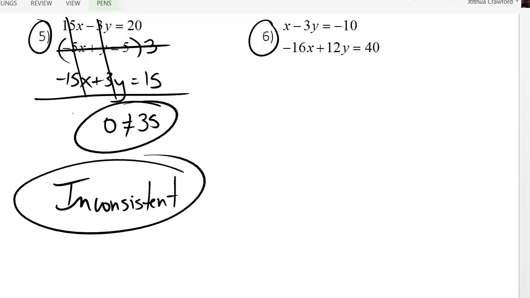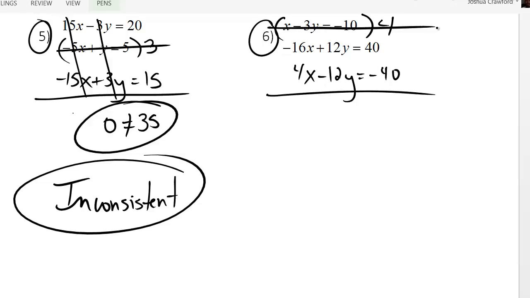Our last equation, we have x minus 3y equals negative 10 and negative 16x plus 12y equals 40. I'm going to go ahead and do the y's this time. Let's cancel the y's. Canceling y, we have our negative and positive, so we're good there, but we don't have the same number. So let's look at 12 and then 3, and what times 3 gives us 12? That's going to be 4. So multiply the entire top equation by 4. 4 times x is 4x. 4 times negative 3 is negative 12y. And 4 times negative 10 is negative 40.